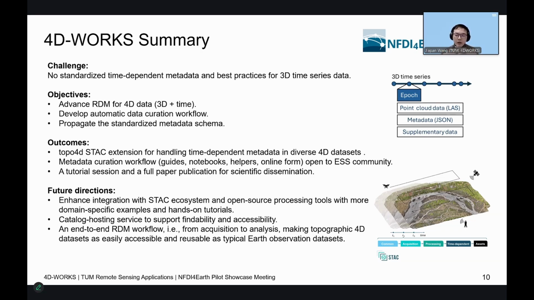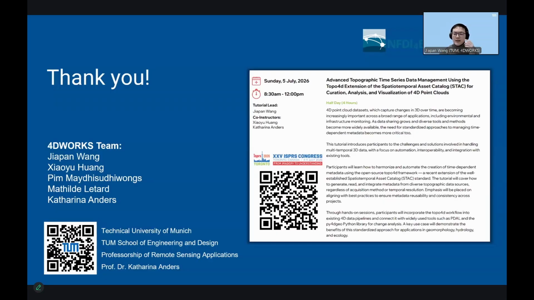And in the end, we want to move towards an end-to-end research data management workflow from the data acquisition straight to the analysis. And yes, that's all.